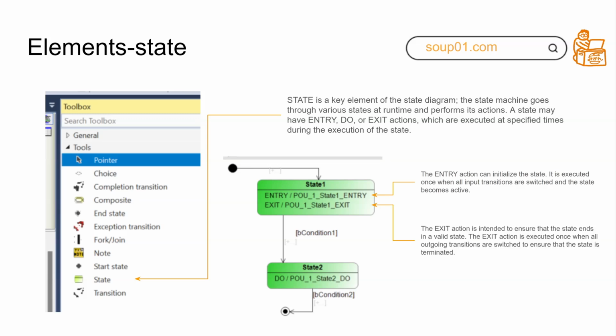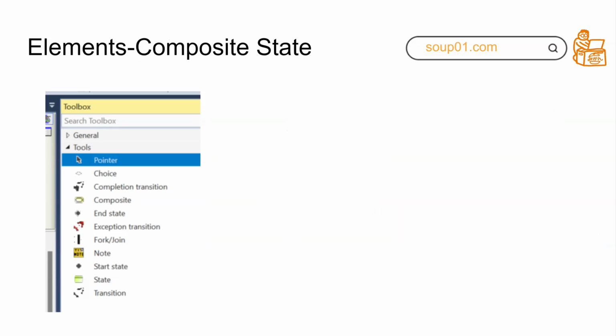Then we will have an exit status. The exit actions are intended to ensure that the status ends in a normal state, and it will only execute one time. Then we have do. Do actions are performed as long as the status is active.